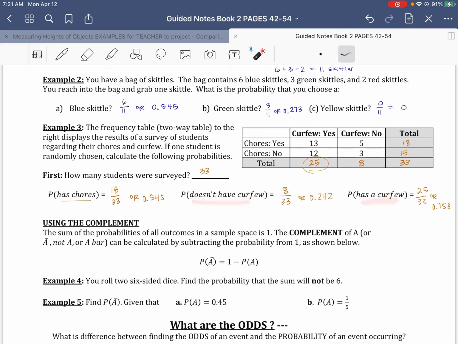Notice that these are essentially like opposites. They're what we call complements of each other. So the probability they don't have a curfew and the probability they have a curfew account for all 33 students. Some of them have the curfew, some of them don't. But if you were to add these two up, they should give us 100% of the outcomes. That would account for all the possible things that could occur, right? Having the curfew and not having the curfew.